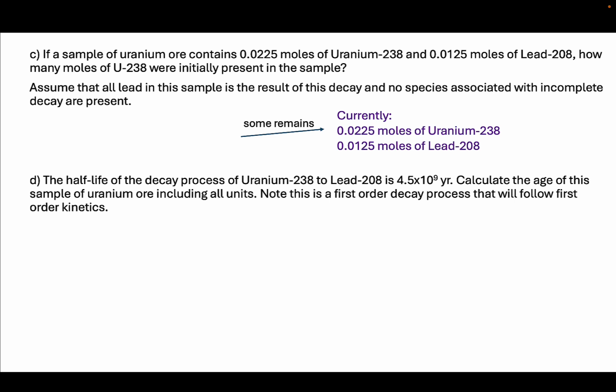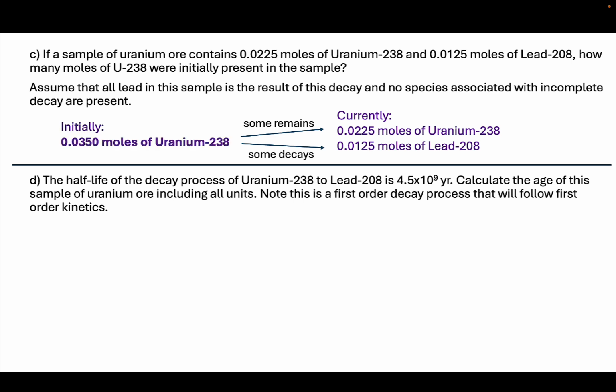Now, this uranium remains from the initial amount, right? It's a sample of uranium ore, it's been decaying over time, and we know that the uranium that was initially present, some of it is still here, and that's what we have on the top. For the bottom, this is what's decayed, right? Moles of uranium have been decaying into lead over time, and 0.0125 moles are that amount of lead that we have here. And so based on that, what we know initially is that all of the uranium we have currently was still part of this sample, and the lead that's here was that equivalent number of moles of uranium.